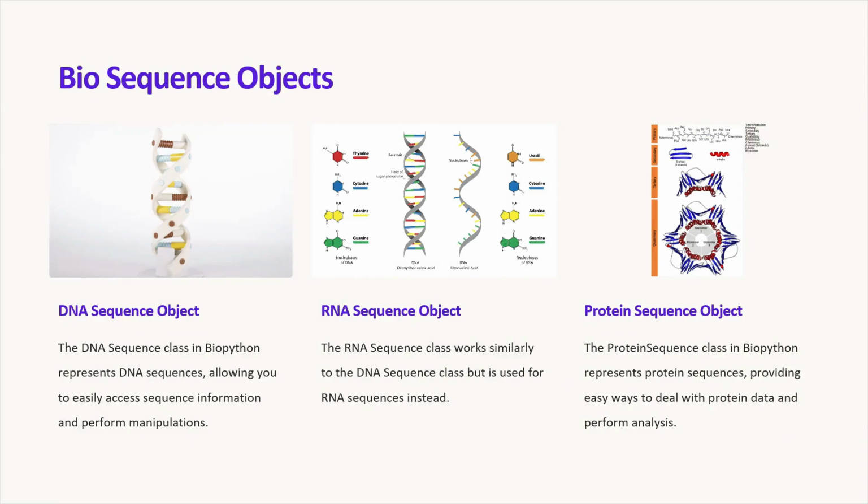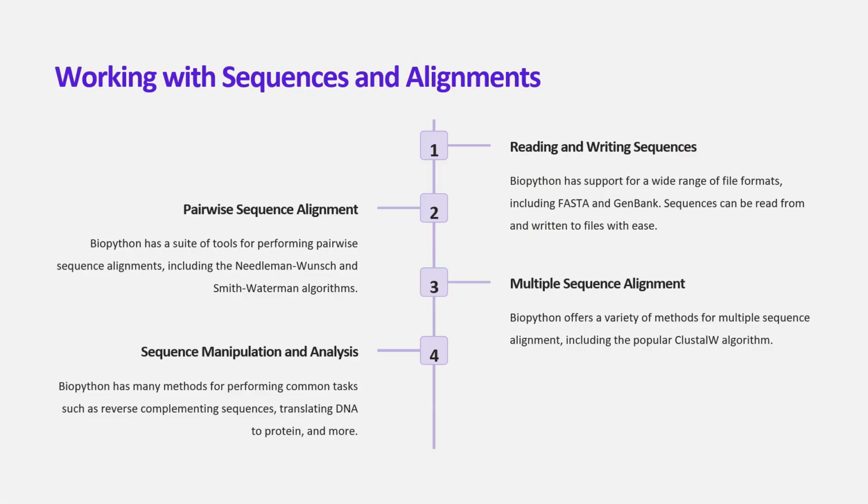So, sequence objects. A DNA sequence object, RNA sequence object, and protein sequence object are basically what is used in your Biopython libraries. Working with sequences and alignments, you can read and write sequences using any file format like FASTA, GenBank, and can also write them using different libraries.